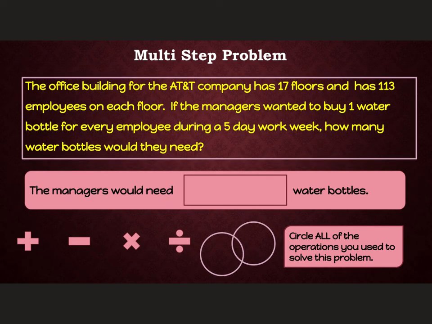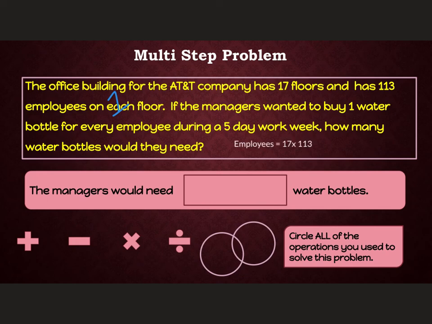So here we have another multi-step problem. The office building for the AT&T company has 17 floors and has 113 employees, 113 employees on each floor. Remember that each means one. So one floor has 113 employees, and there's 17 of them. If the managers wanted to buy one water bottle for every employee during a 5-day work week, how many water bottles would they need? Okay, so first I need to figure out how many employees there are.